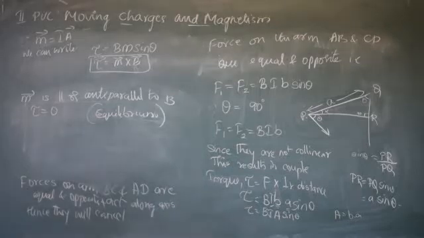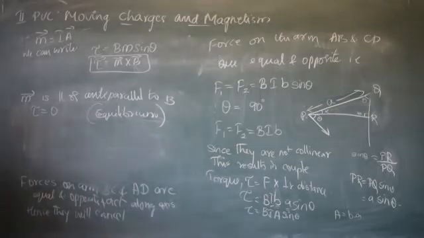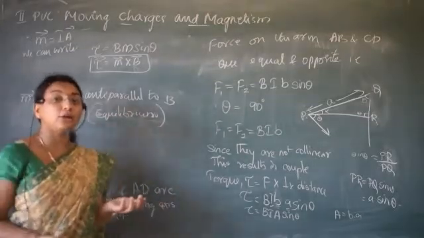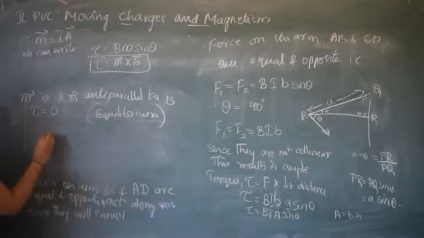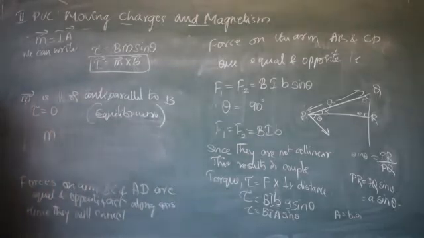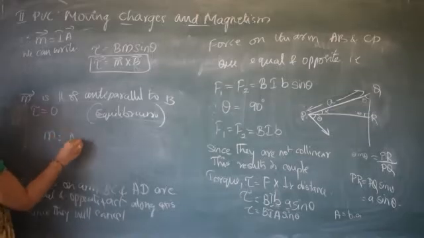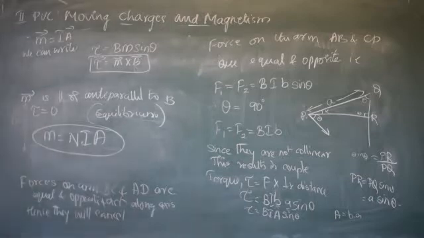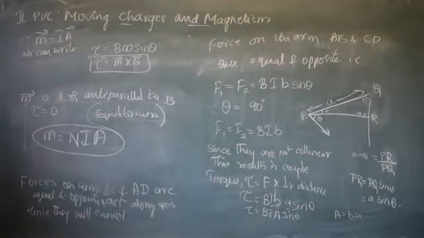If the loop has n closely wound turns, that is instead of one rectangular coil we have n number of coils, then we can write M is equal to n into I into A. For solving the problems we need this. So this derivation we have done is for the torque acting on a current carrying rectangular loop placed in the magnetic field.